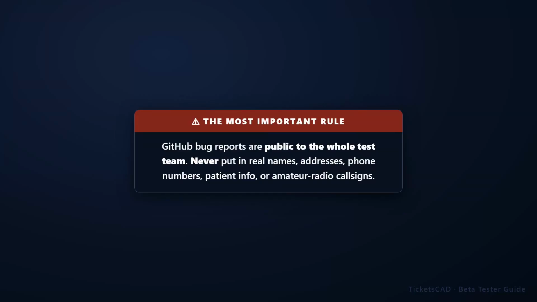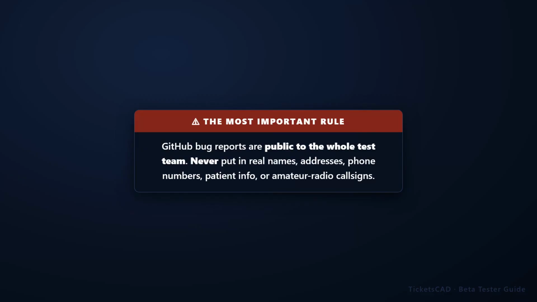Now stop, because this is the most important rule in the whole video. The reports you send go onto GitHub, where the entire test team can see them. They are public to the group, so you must never put real personal information into a report. No real names. No addresses. No phone numbers. No patient information. And no real amateur radio call signs. Once it is posted, others can read it.